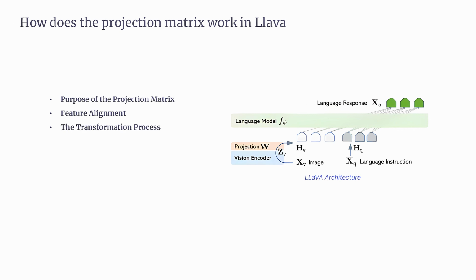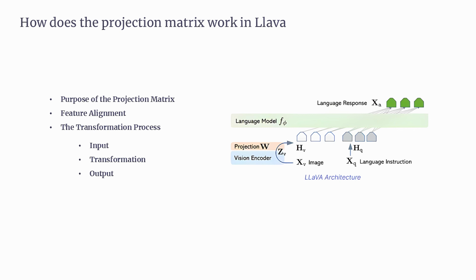The third, the transformation process. Let's break down the process. 1. Input. The model starts with an input image, which is processed by the vision encoder to produce HV, the visual feature vector. 2. Transformation. The projection matrix W is applied to HV, transforming it into ZV, the new set of features that the language model can handle. Mathematically, this is represented as: here, W is the projection matrix and HV is the raw visual feature vector from the vision encoder. 3. Output. The result is ZV, which now represents the visual features in a way that the language model can understand and work with.